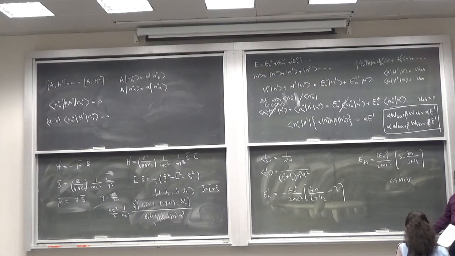So this is MeV, this is 10 to the 6, and that's of the order of, let's say, 10 to the 2. So this whole number is of the order 10 to the minus 4. So you can use perturbation theory.